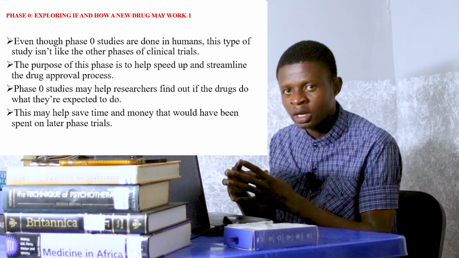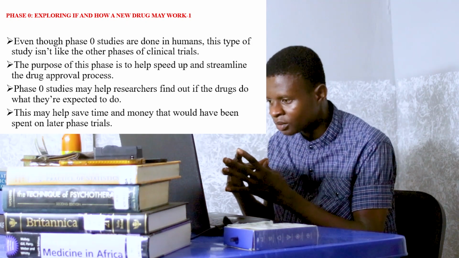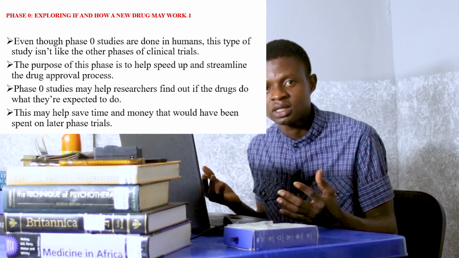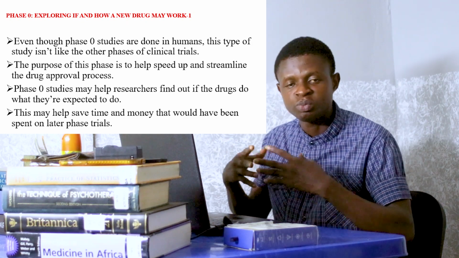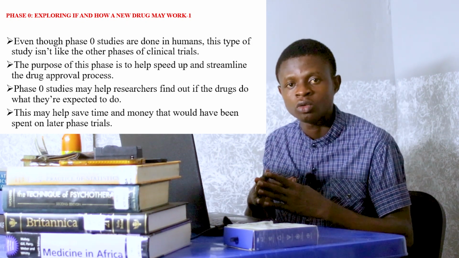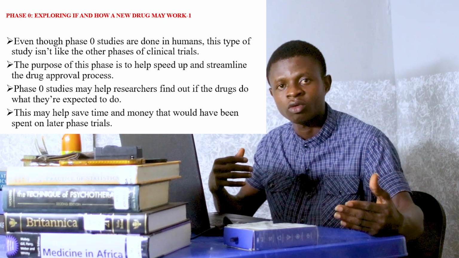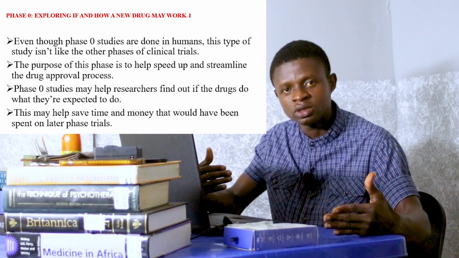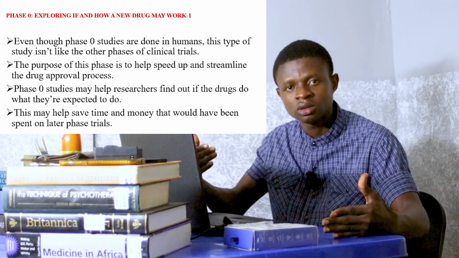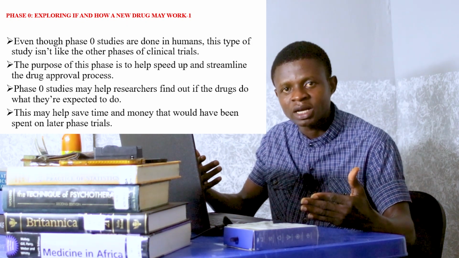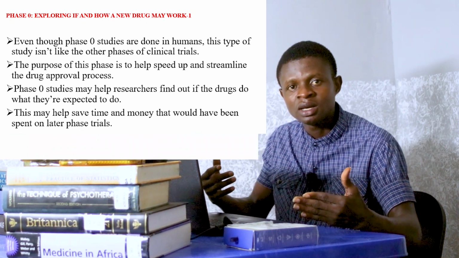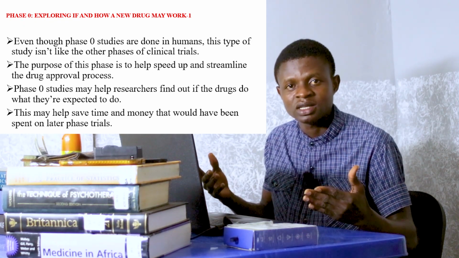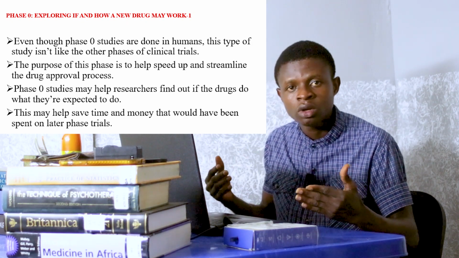So in phase 0, it's done with the purpose to help speed up the drug approval process. We do phase 0 study to speed up the drug approval process and also streamline the long term of the study, because if you want to go through all the process, it might take time, sometimes 2 to 3 years to develop a vaccine. But when there is an urgent situation that needs speeding up, and we need to come up with vaccines and treatment as soon as possible, we use phase 0.